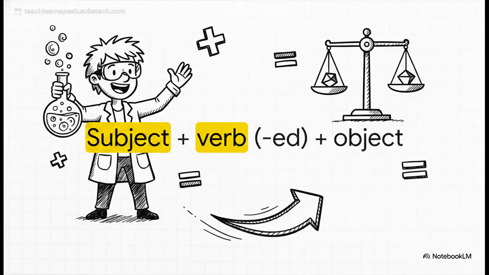So, how do we actually construct this? Well, for most regular verbs in English, there's a golden formula. It's simply the subject plus the verb with an ed suffix plus the object. Honestly, it's like a beautifully efficient, almost mathematical system for instantly transporting an action into the past. You just take your base verb, you attach that ed ending, and boom, you've successfully shifted the time frame.